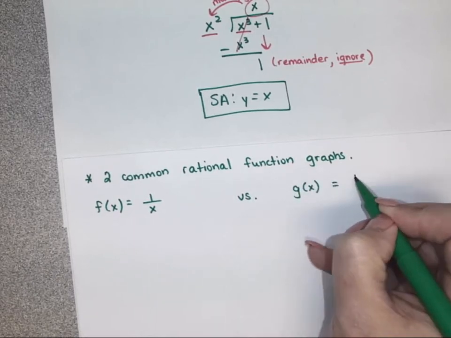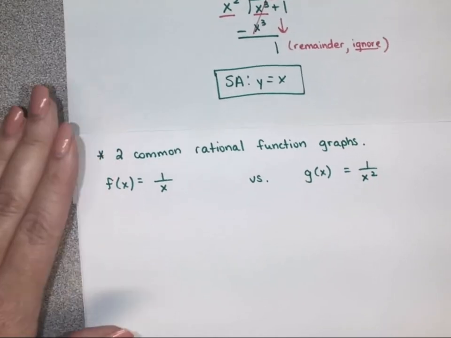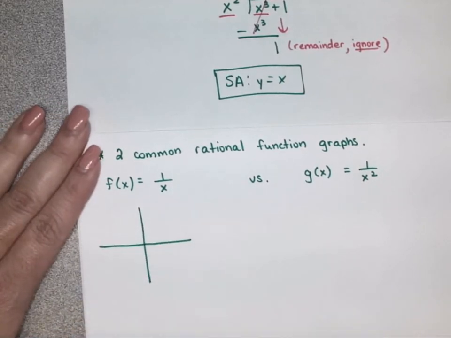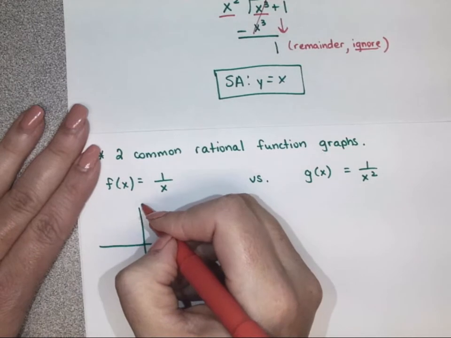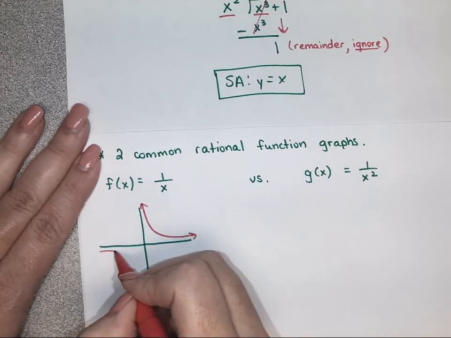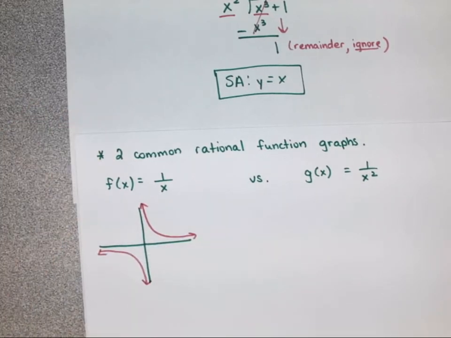So let's look at what the difference between 1 over x, the graph is, and then what 1 over x squared looks like. So here's the graph of 1 over x. It is probably the more common of the 2. It's got a curve on the right and it's got a curve on the left. But the most basic one is 1 over x. Okay, we're going to talk about how we might be able to change that in a minute.